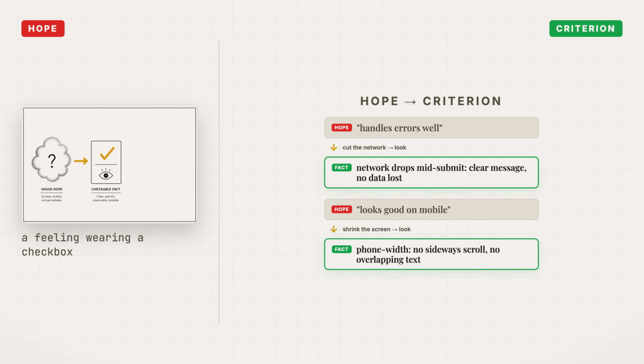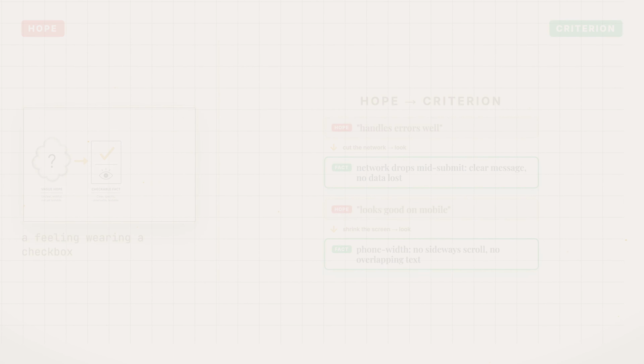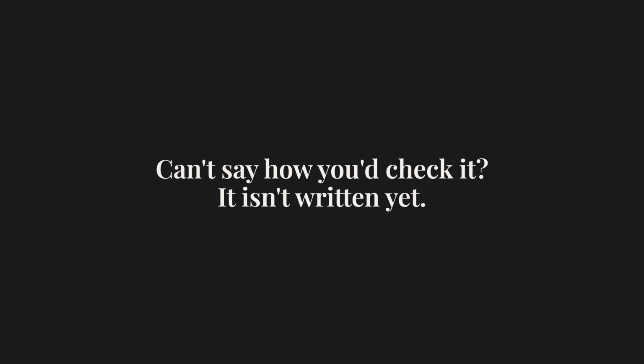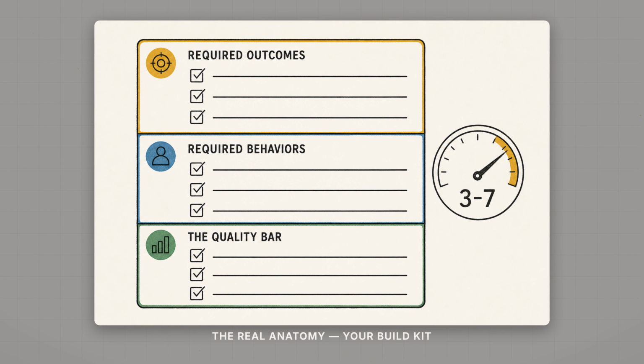Every line in a good definition of done is written so a complete stranger could check it and get the same answer you would. If you can't describe how you'd verify a line, that line isn't done being written. It's a feeling wearing a checkbox. So, a real definition of done.